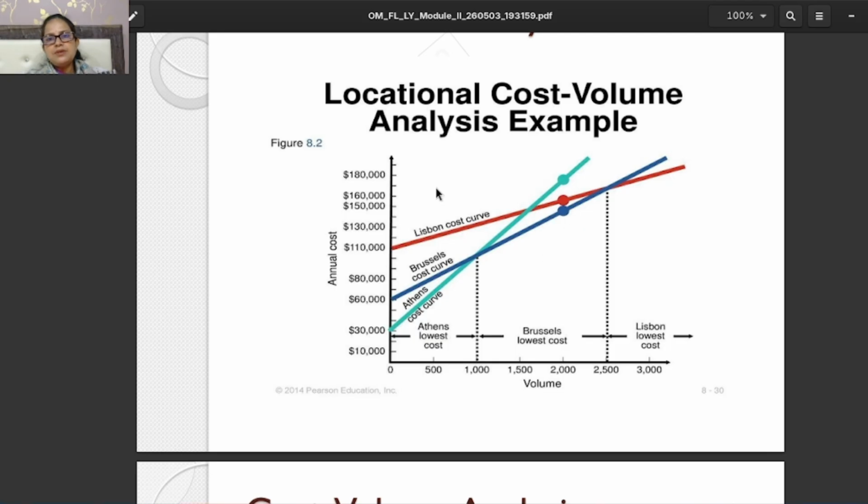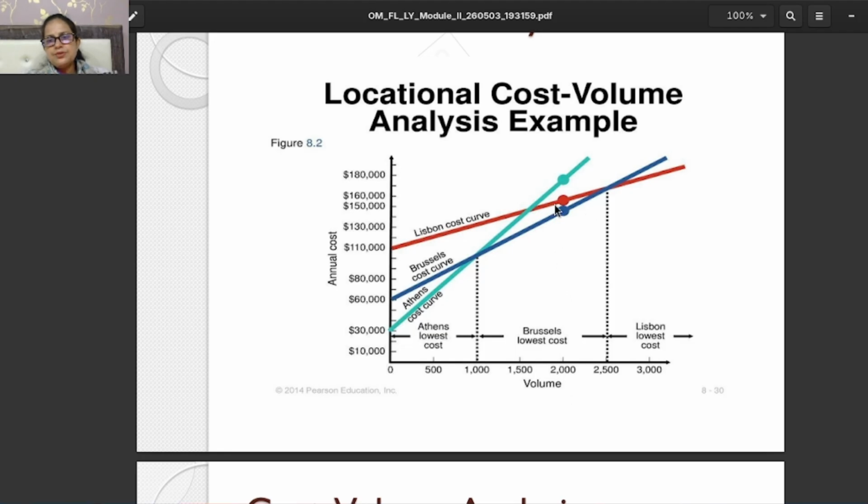So this is all about our plant cost volume analysis. That's why it is called a quantitative analysis, as we are considering quantity, the volume of production, versus our cost. These are the ways to analyze. We can analyze the break-even points and see the graph, and after analyzing the graph, we can choose the location according to our volume of production.